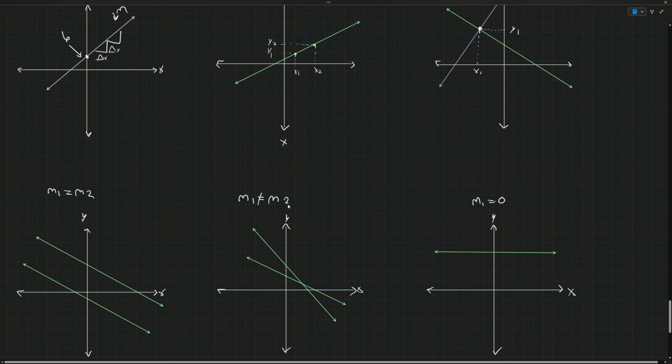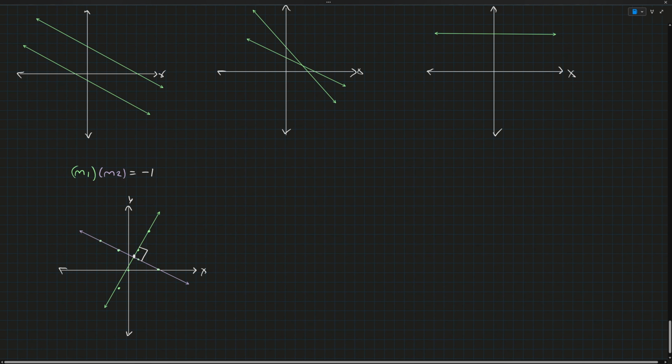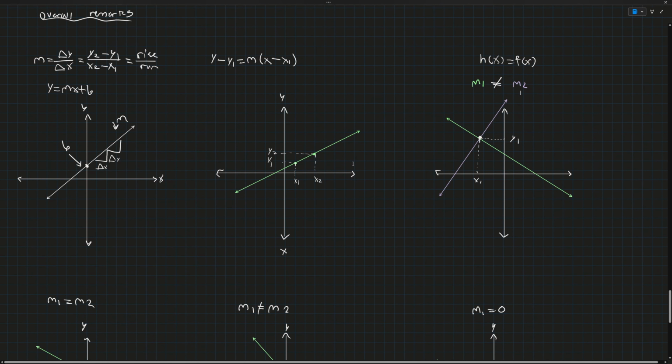So what if instead we wanted to find 2 lines that intersect such that they're orthogonal to each other? Well, then the slope of one times the slope of the other must be equal to negative 1. That's why these are called orthogonal lines. And this is pretty much just a basic review of linear functions and some of their uses.